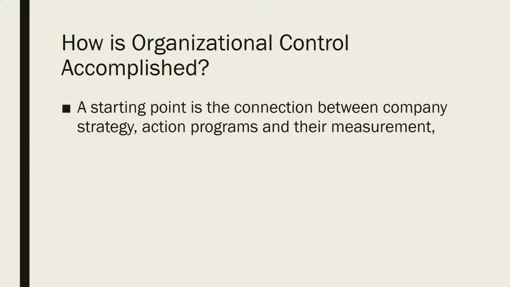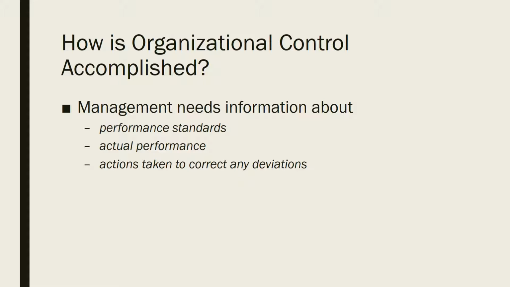A good starting point is for the control mechanisms to have a strong connection between company strategy, action programs, and their measurement. If they don't already have it, management needs to gather information about performance standards, the actual performance of the employees, if the standards are being followed, and if not, were any actions taken to correct these deviations in procedure.